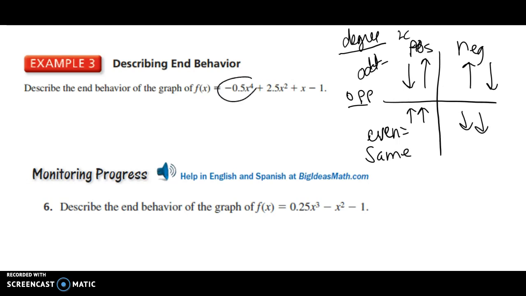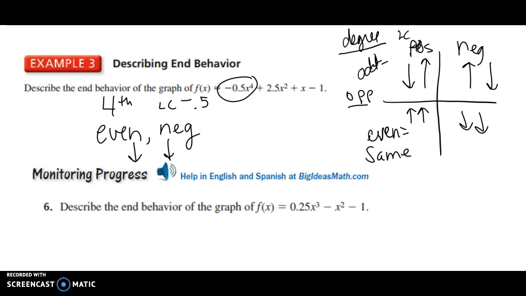In our example here's our leading term. It's a 4th degree, which means it's even. And the leading coefficient is negative 0.5. That means negative. So in short, even means the arrows are going to be the same, and because it's negative, we're going to finish negative. So they're both going to be negative.